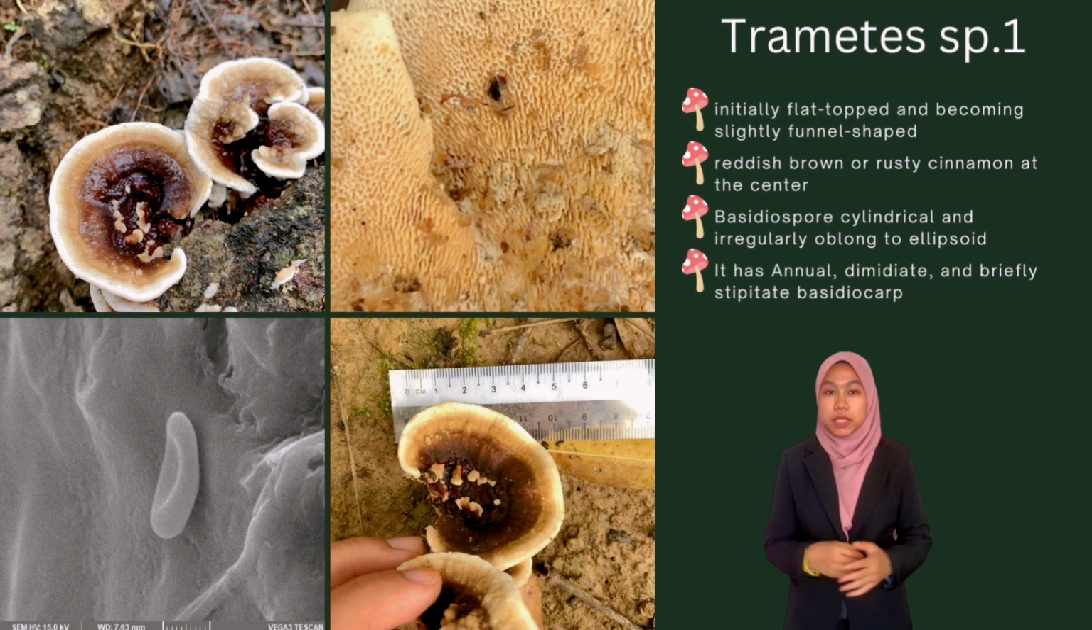Okay, this is a Trametes. The cap of Trametes is initially flat on top, becoming slightly funnel shaped with a thin margin. Upper surface has concentric zones of different color, lightest or white color at the margin, darker reddish brown or rusty cinnamon in the center, cap flesh tough and shining. Basidiospores cylindrical, irregularly oblong to ellipsoid.